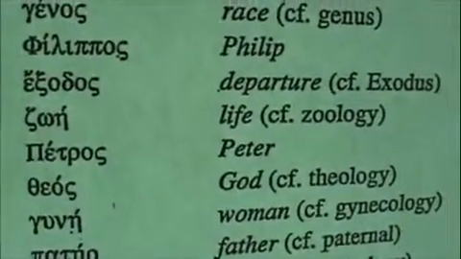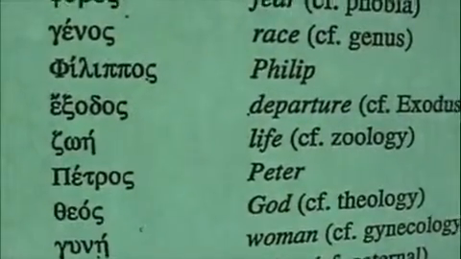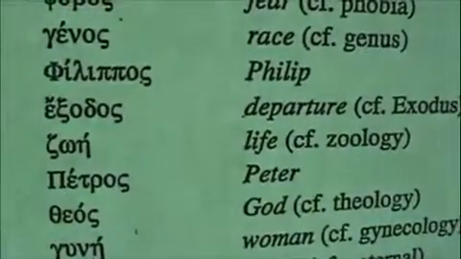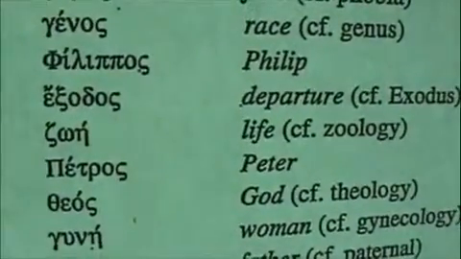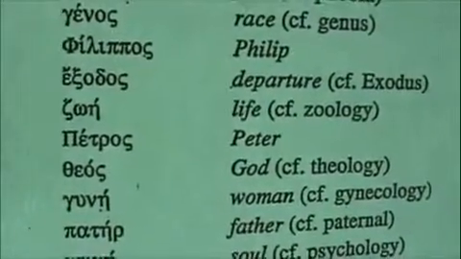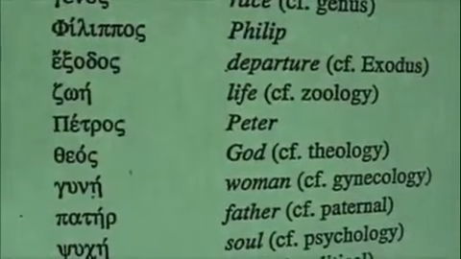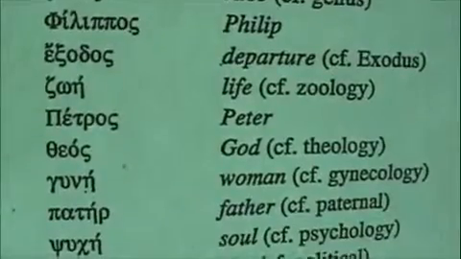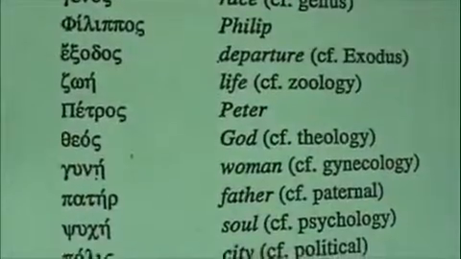The next word is Philippos. Philippos is the word for Philip. If you know the letters and sound out the letters, you'll get the word. The next word is exodos. We get our English word exodus. Exit comes from exodos.